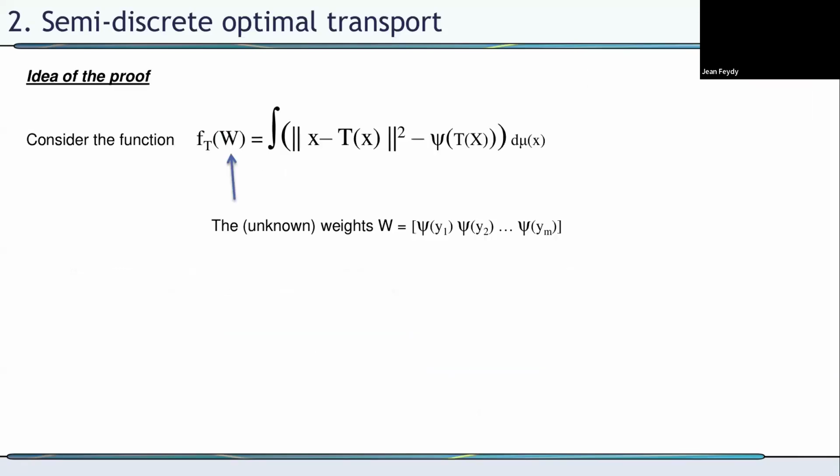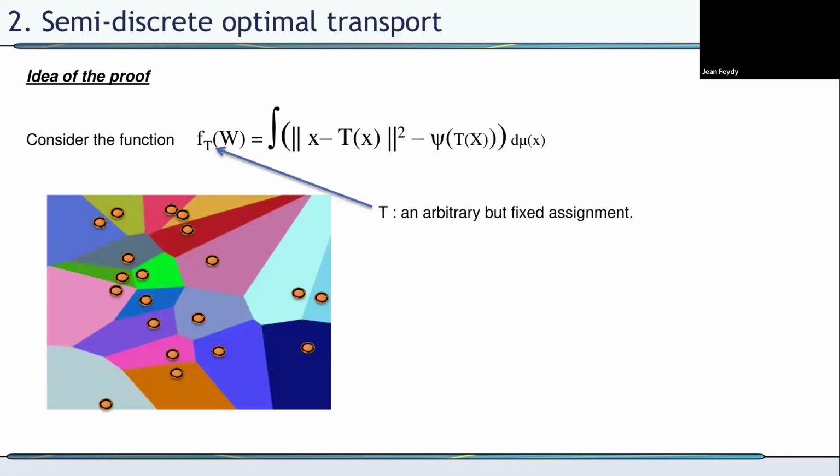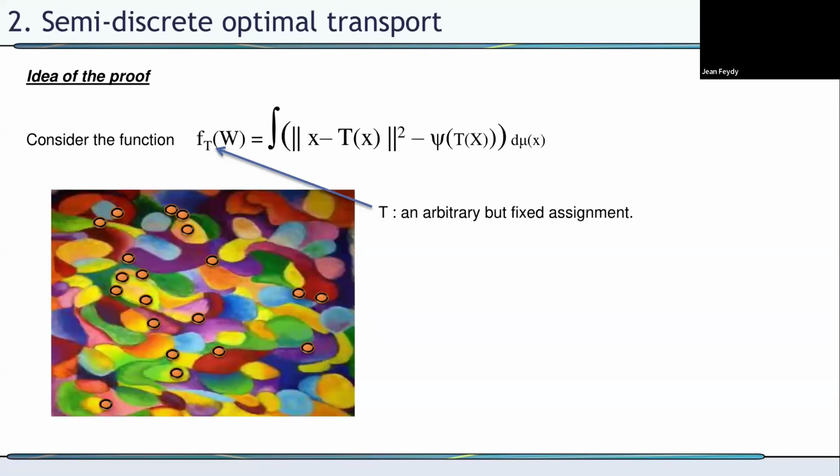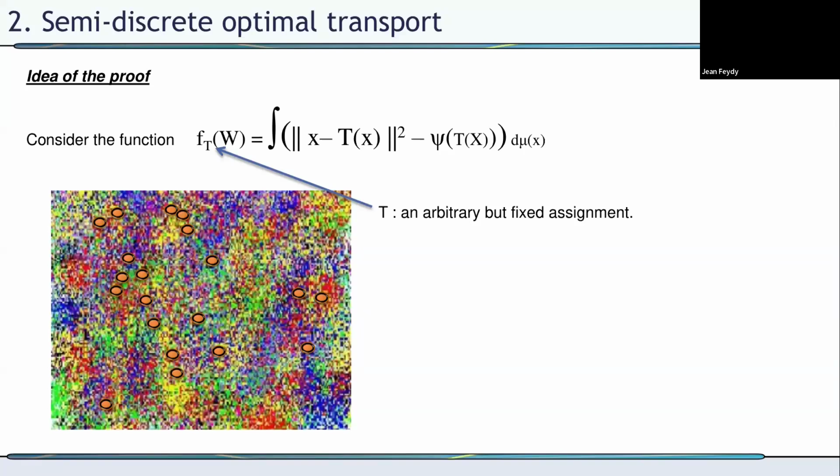So you have what you wanted at the maximum of this function. How does it work? You consider a parameterized function. My function f_t depends on the tunings of all my tuning buttons. This is a vector w that indicates where all the dials are tuned. It also depends on t, so it's parameterized by an assignment. What is an assignment? It's a function that maps any point of my square to one of the dots. For instance, here is an assignment that corresponds to a Voronoi diagram. The assignment can be anything, it can be very artistic like that. It's not necessarily continuous, by the way. So t can be any assignment.